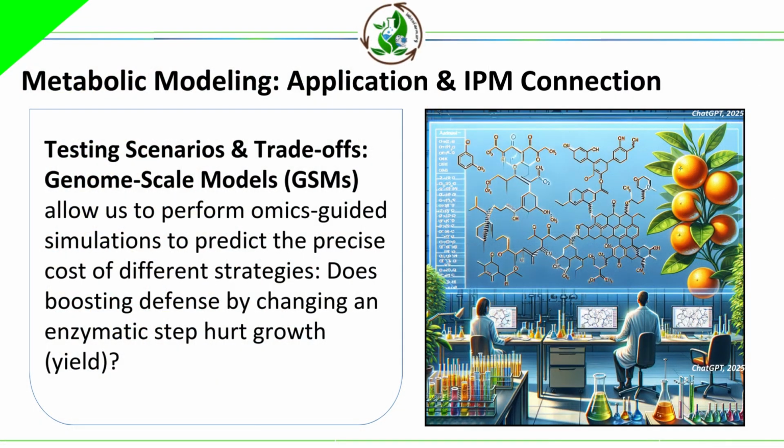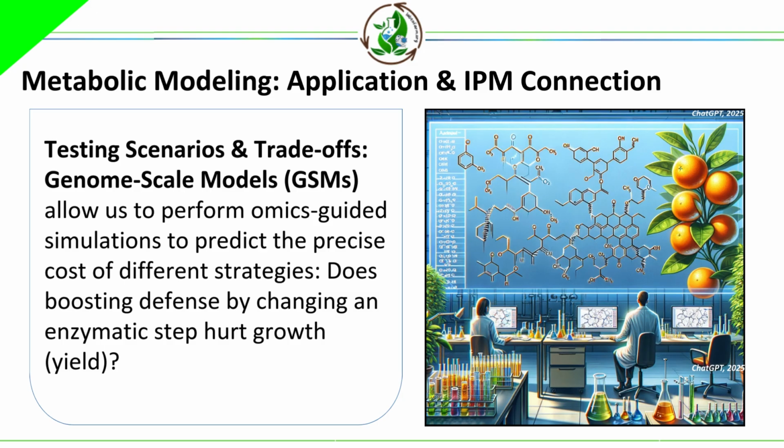Finally, we connect this cell-level science back to the farm. Genome scale models, or GSMs, are what allow us to perform these omics-guided simulations to predict the precise cost of different strategies. The model's prediction, that is, the modeled change in defense levels, disease risk, or product output, translates directly into a practical field strategy.